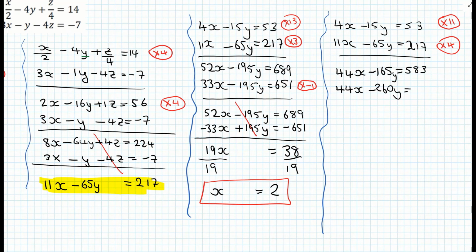217 multiplied by 4 is 868. Again, I want to cancel the x's. They are both positives, so I need to make one of them a negative. So I need to multiply either the top line or the bottom line by -1. I'm going to multiply the top line by -1 because it has the lower values of numbers, so I don't want to leave myself with negatives. So I multiply the top line by a negative.